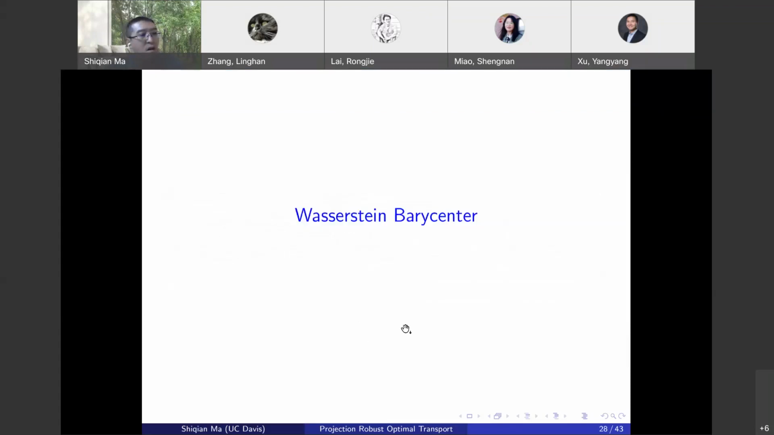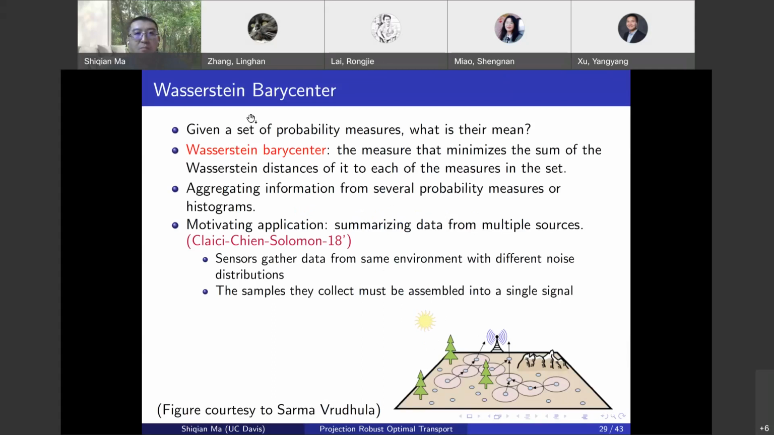All right, I think I still have some time, so I'll briefly introduce another topic. It is called the Wasserstein Barycenter, and it is related to the Wasserstein distance we have just talked about. So what is the Wasserstein Barycenter? Let's think of the following question: if you're given a set of probability measures, what is their mean? If you're given some numbers, you know how to compute the mean. If you're given some data points, you also know how to compute the mean. It's like a clustering problem, where you want to find the center.